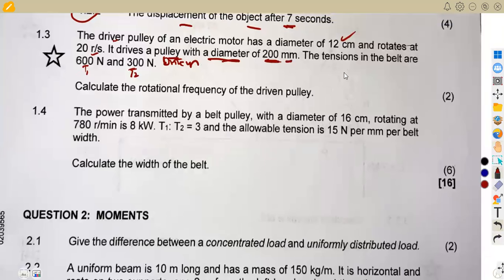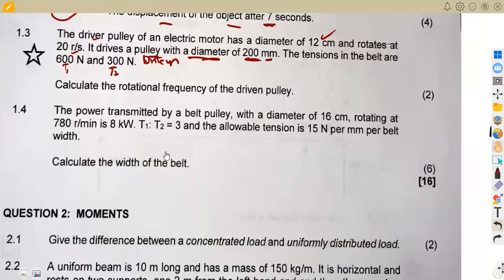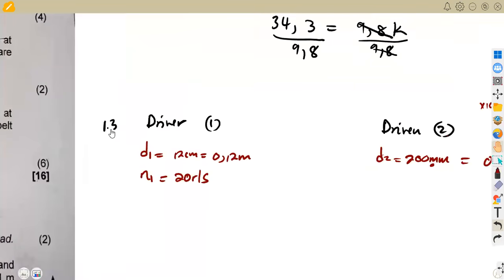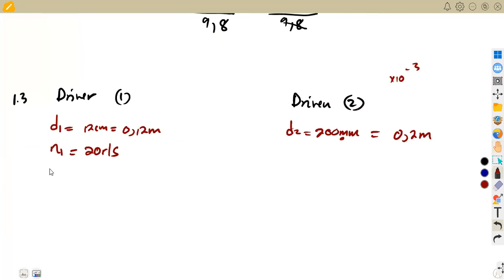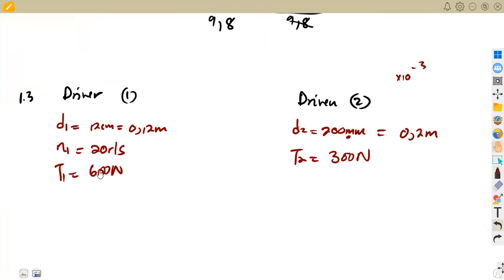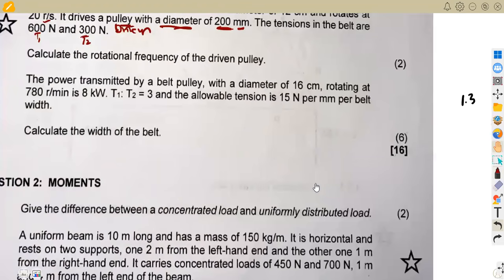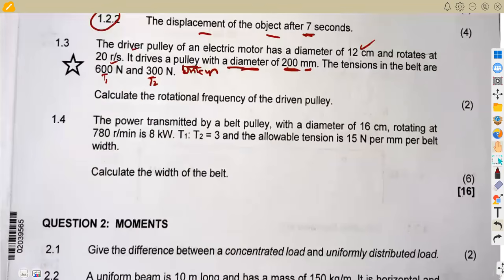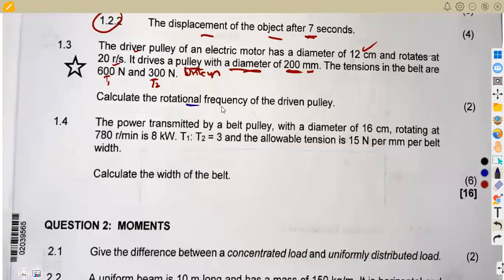Okay, so 200 millimeters, and the tensions in the belts are 600 and 300. So we've got T1 for the driver and T2 for the driven in this case. So the T1 being 600 Newton, and T2 being 300 Newton. All right, so make sure that you have got the information. Then with the information, it'll be easier for you now to answer the question. The question is calculate the rotational frequency of the driven pulley. The rotational frequency is the speed in this case of the driven, which is N2.